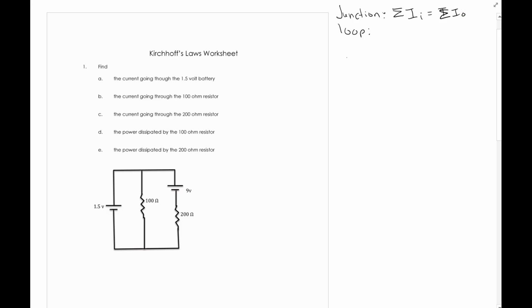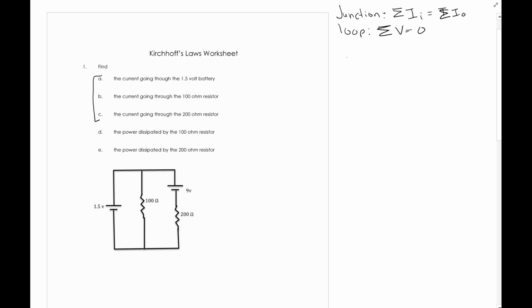The loop is looking at the potential differences. So the sum of all the potential differences in a closed loop is equal to 0. So we're going to end up applying those two rules to find all of our missing pieces. We're going to do that to find specifically A through C, and then we'll be able to find D and E based on that information.